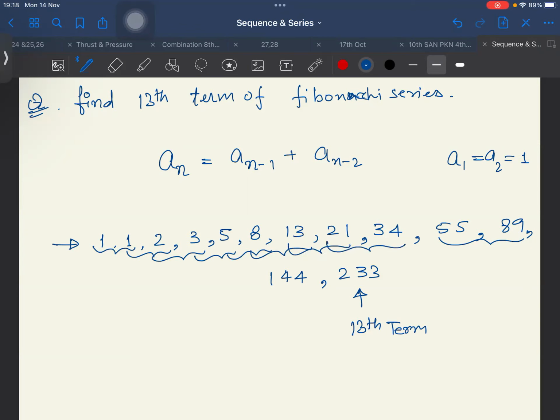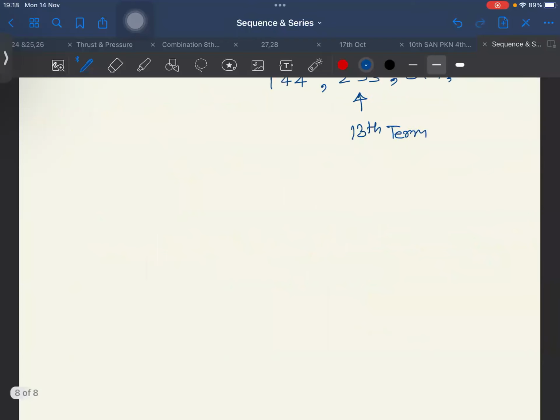So write down the next term. All right, the next term will be how much? 377, right? Next will be 610. So like that, you can keep on writing the Fibonacci series. All right, exercise 9.1, I suppose you all will be able to solve it. There is nothing much in that.